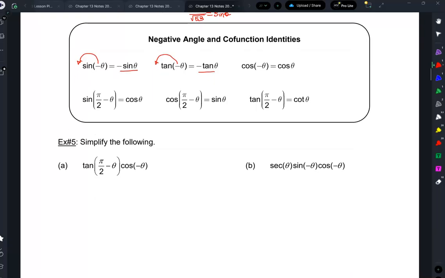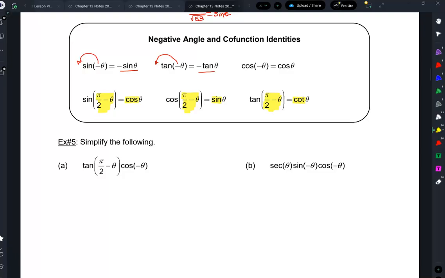Similarly, look at these. Sine of pi over 2 minus theta is cosine. I know it's weird. We're going to go into why tomorrow. Cosine of pi over 2 minus theta is sine. Tangent of pi over 2 minus theta is cotangent. So did you ever wonder why it's sine and cosine? How are they related to each other? It's like this. These are the cofunctions that relate them to each other. So what we're going to do today is just apply these, right?